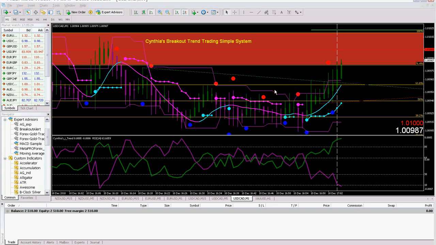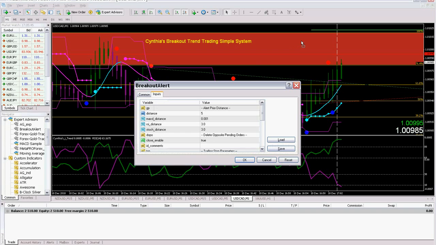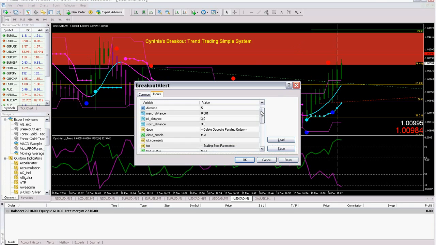I'd like to show you how to attach the Breakout Alert EA to a 1-minute simple system chart and then how to trade with it. First of all, I have the 1-minute chart for the USD CAD open, and you just go over to Navigator under Expert Advisors, left mouse click the Breakout Alert, drag it to your chart, let it go, and then the Inputs tab opens, and there's just a few changes to make.